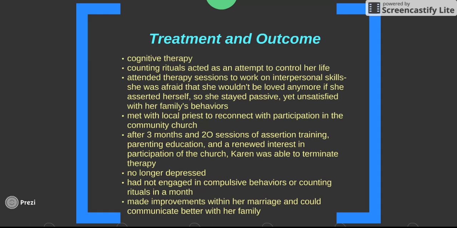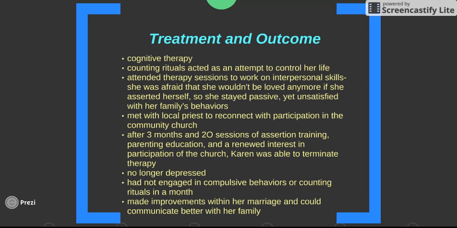As for treatment, she sought out therapy. Cognitive therapy uses the approach of finding the underlying meanings that a person assigns to their intrusive thoughts and behaviors. She realized that the counting rituals and compulsions were an attempt to control her life. These rituals replaced socially acceptable ones, such as practicing religion. She met with a local priest where she learned about changes made in regards to the church's way of teaching. She accepted the rationale and renewed her interest with religion.